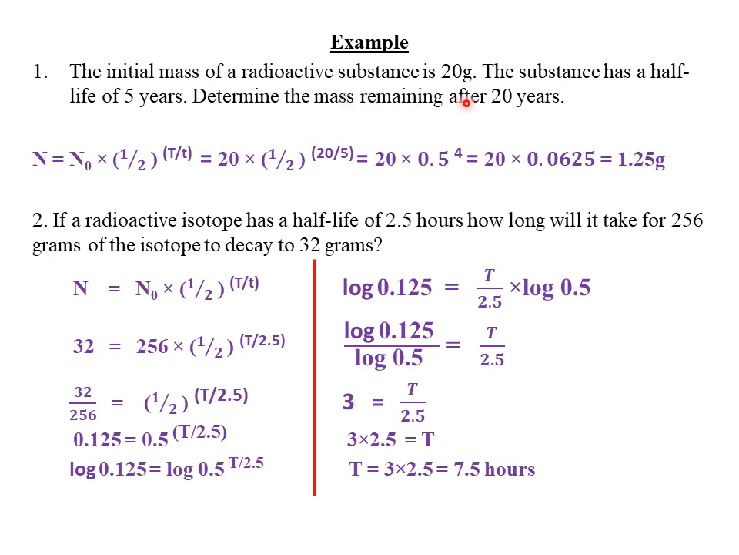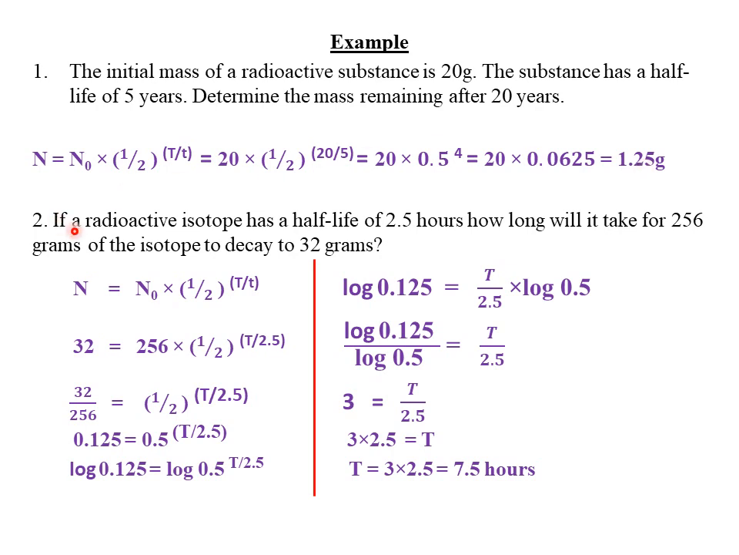So we are told to determine the mass remaining after 20 years. Therefore, the total time taken for the decay process will be 20 years, divided by the half-life t. We are told the half-life is 5 years. So this will be 20 multiplied by, remember a half is the same as 0.5, then 20 divided by 5 gives you 4. If you take 0.5 to the power of 4, you get 0.0625. Therefore, 20 times 0.0625 gives 1.25 grams. This is the remaining mass after the decay process has taken place.